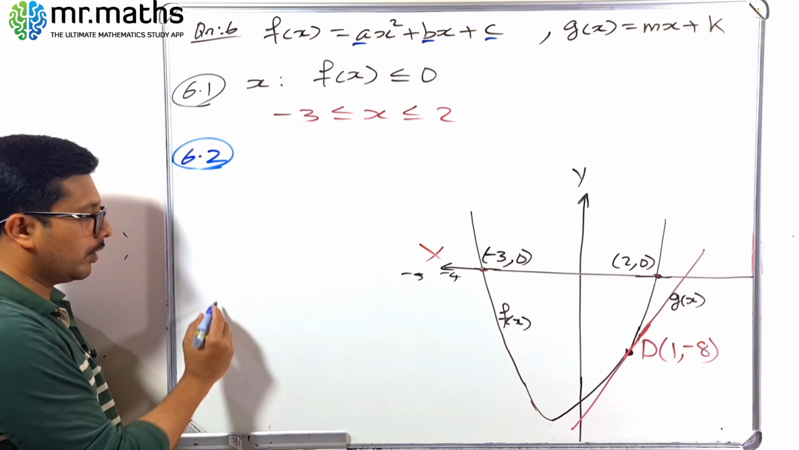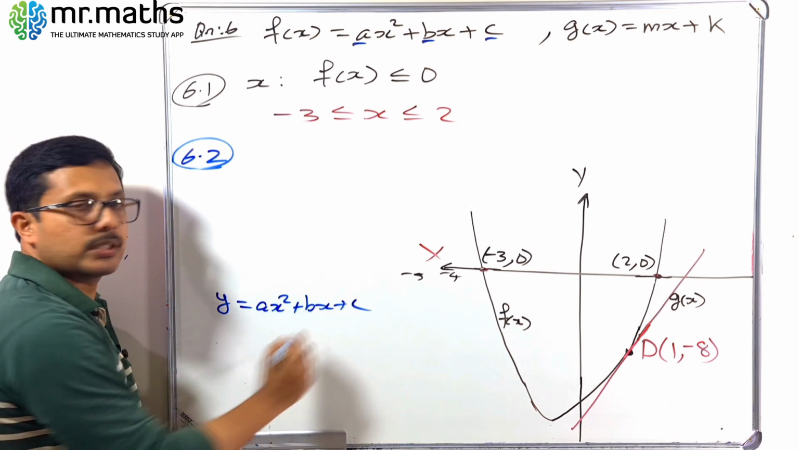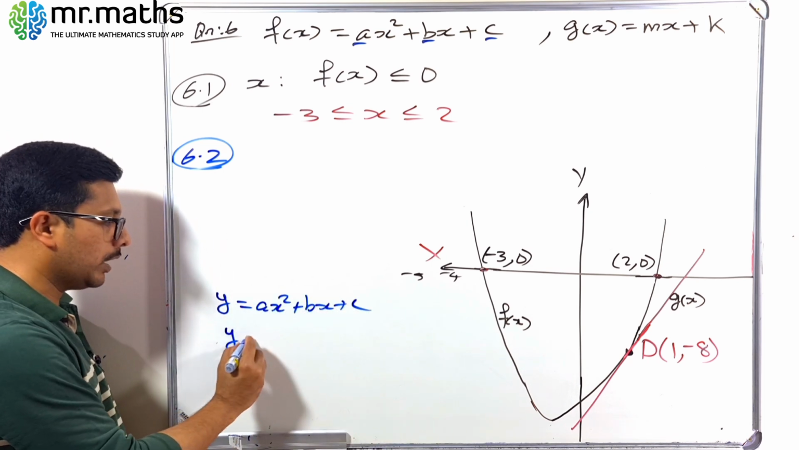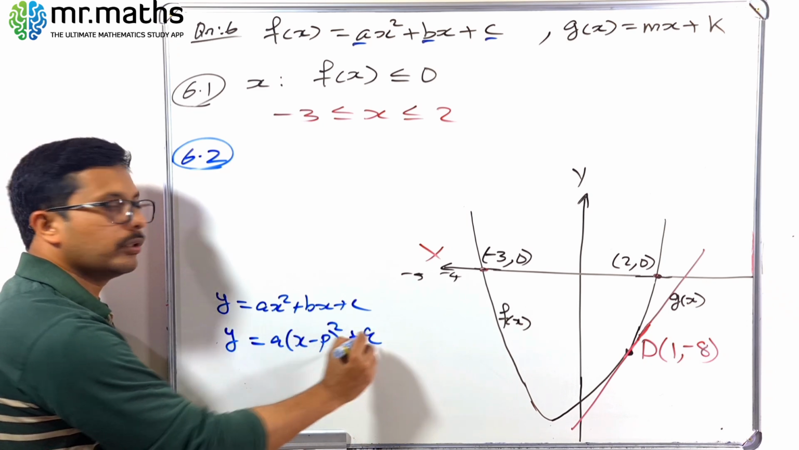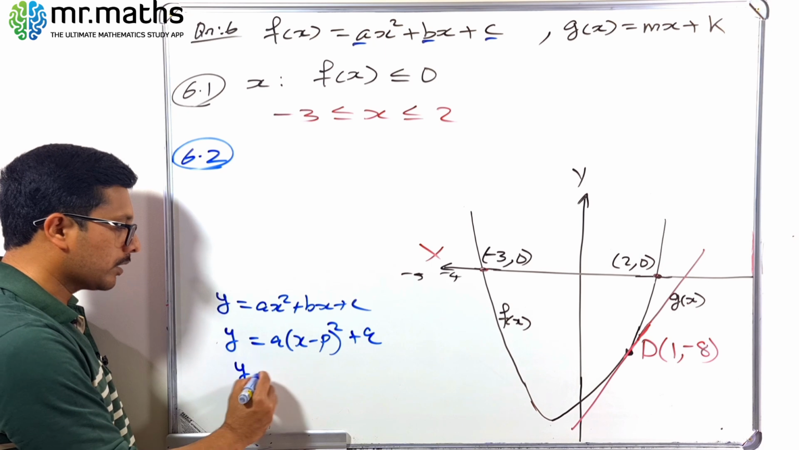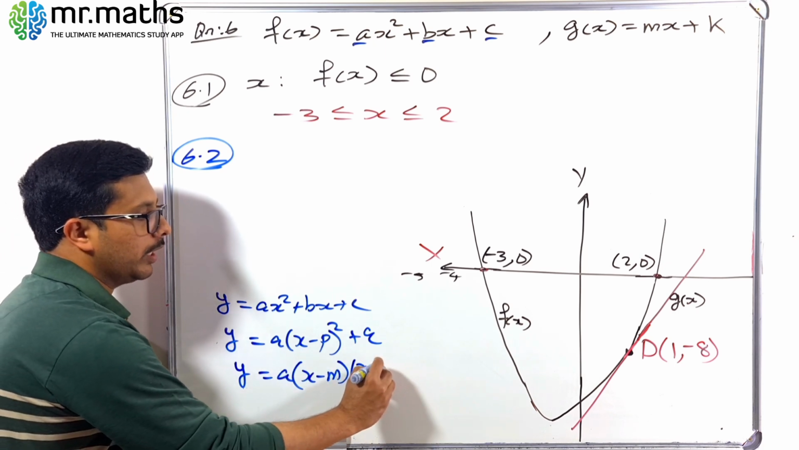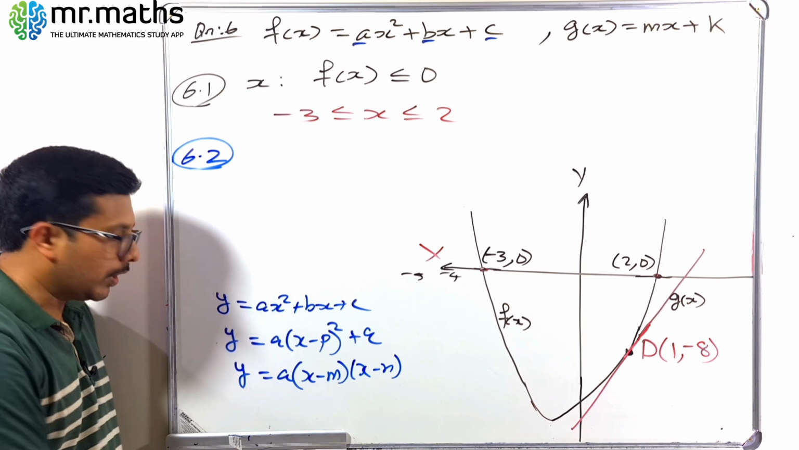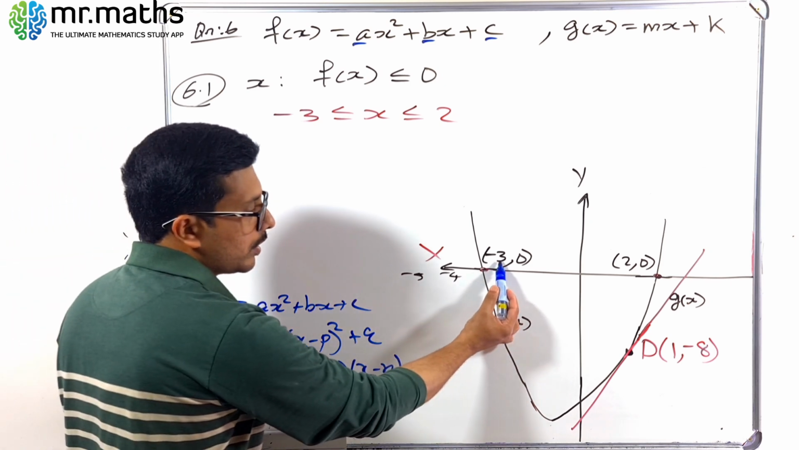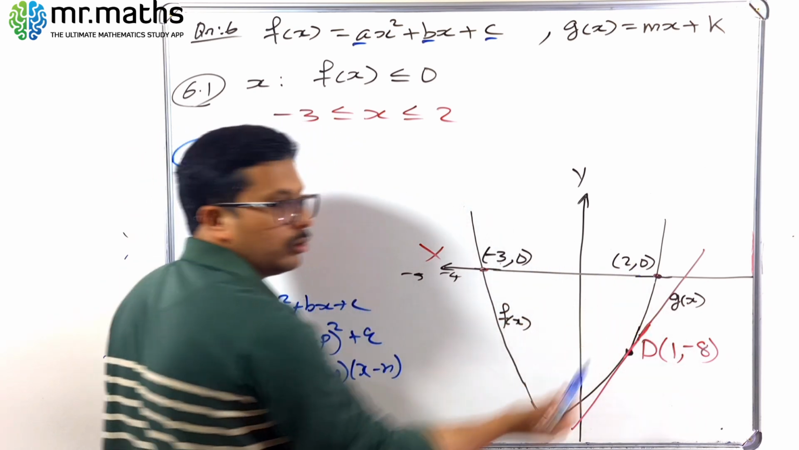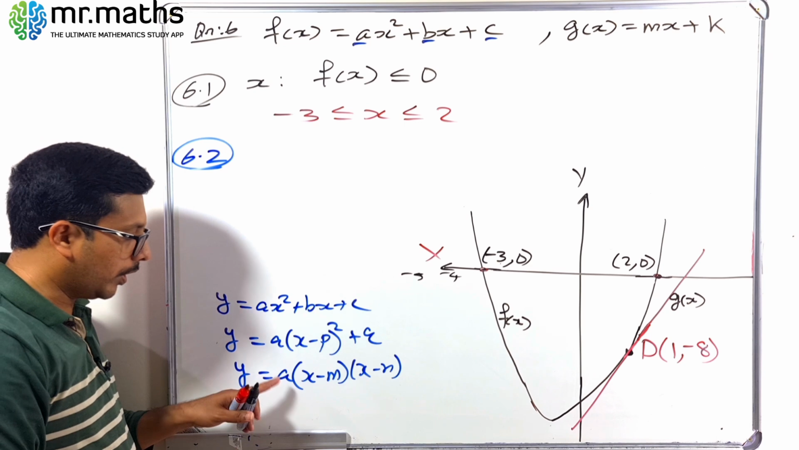One formula is y is equal to ax square plus bx plus c. The second formula, which you studied last year, is a into x minus p the whole square plus q. And the next formula is y is equal to a into x minus m into x minus n, where these m and n are the x-intercepts. So here the x-intercepts are minus 3 and 2. Then we have to find the value of a.